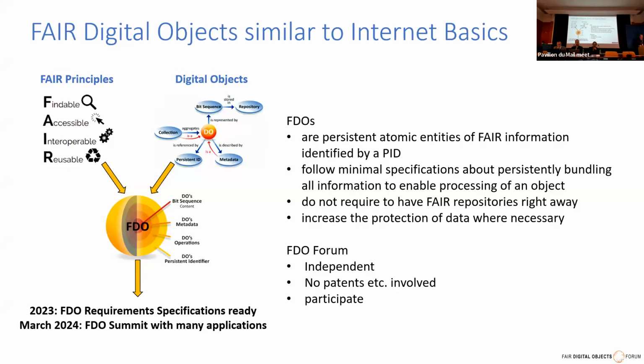It's a very simple unit, basically. I like this yellow diagram. We were part of the meeting when we launched the term fair digital object for the first time, Simon. We used slightly different colors, but basically what we want to express is that there are persistent atomic units of fair information identified by a PID, a persistent identifier. And these atomic units bundle all the information which is necessary to process a certain digital object. That's basically the whole core, right?